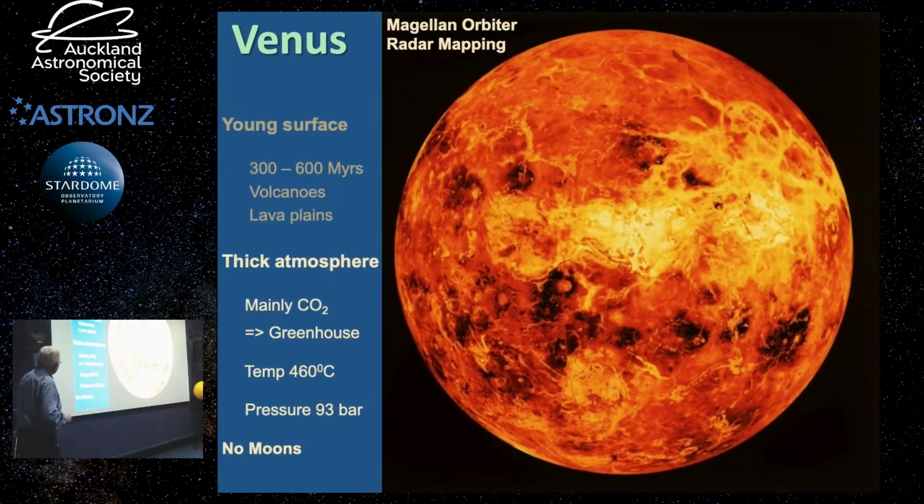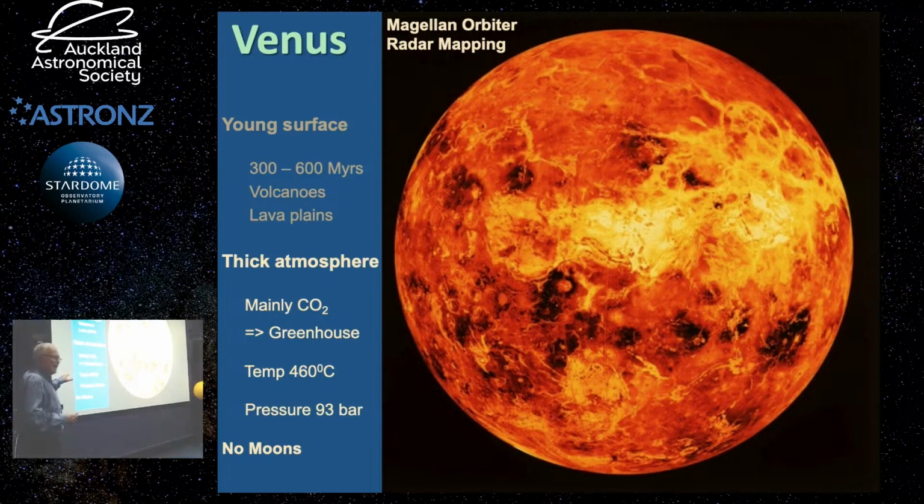It also has a very thick atmosphere, mainly carbon dioxide, and it's the carbon dioxide that causes the greenhouse effect, which makes this the hottest place in the solar system, bar the sun, of course, in terms of planetary conditions: 460 degrees. And that's because, yes, it is close to the sun, but it's not as close as Mercury. It's hotter than Mercury because of the greenhouse effect with the carbon dioxide.